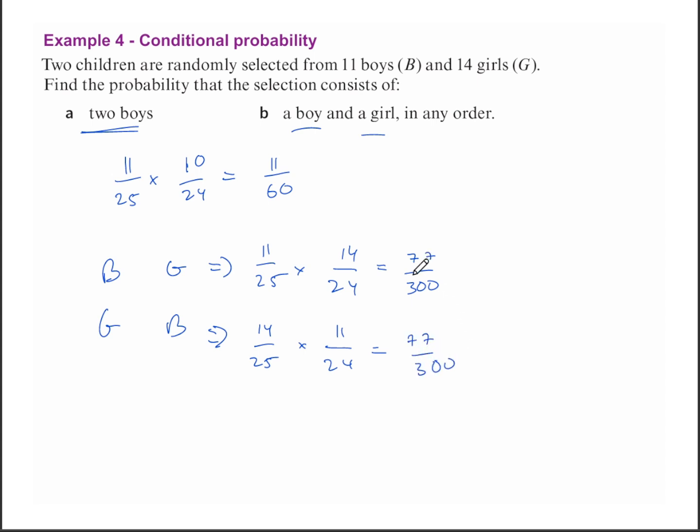And because it can be either or, what you have to do is add these two occurrences. So we end up getting 77 over 150. That's going to be the probability that a boy and a girl are selected when two children are selected.